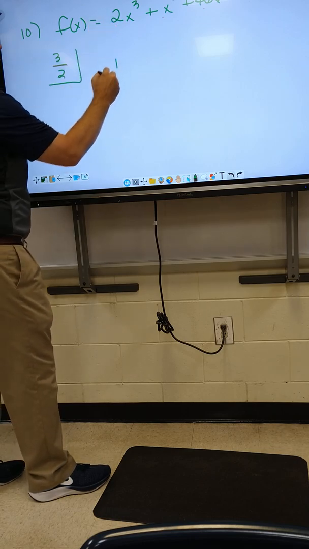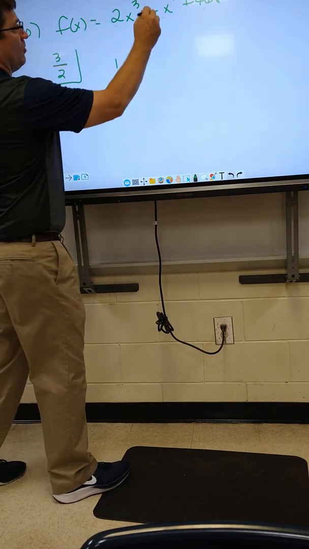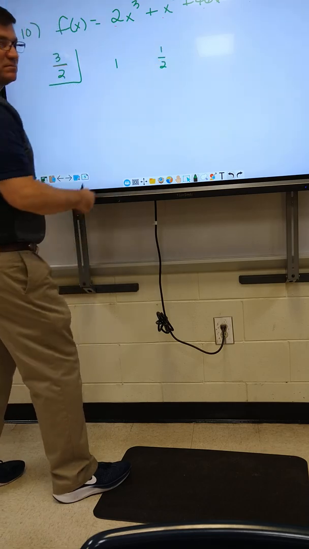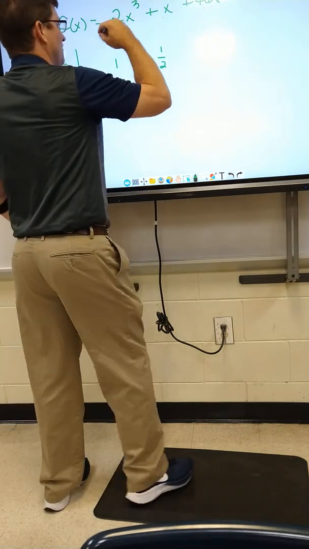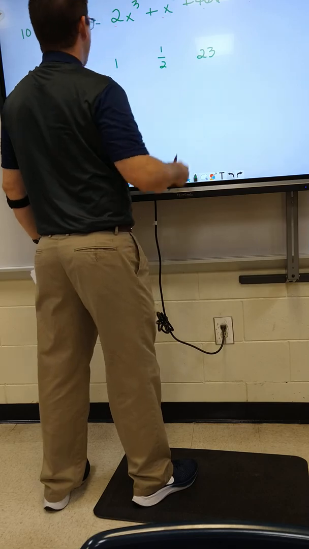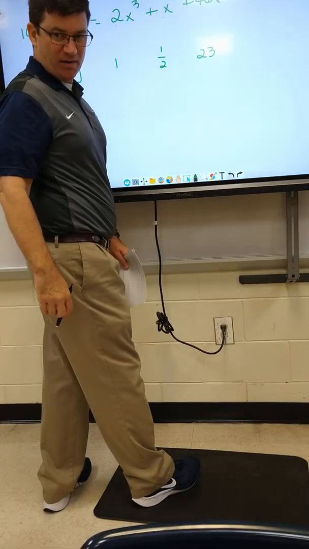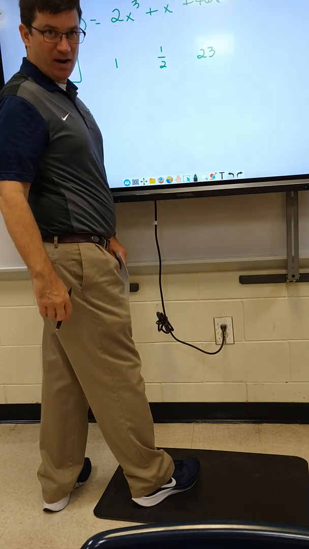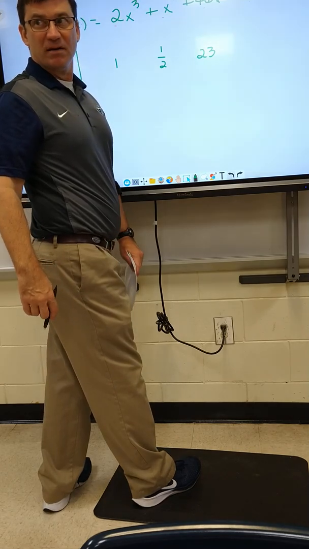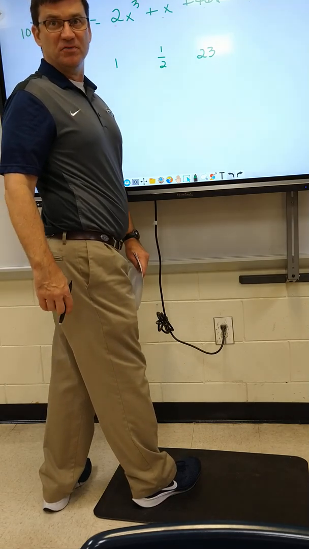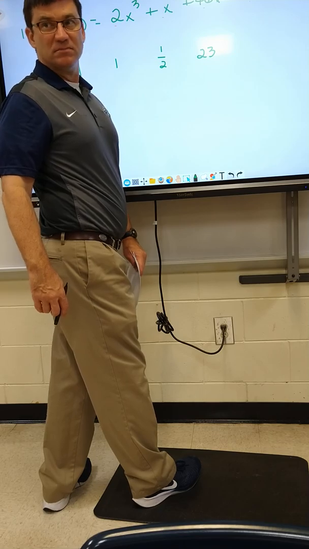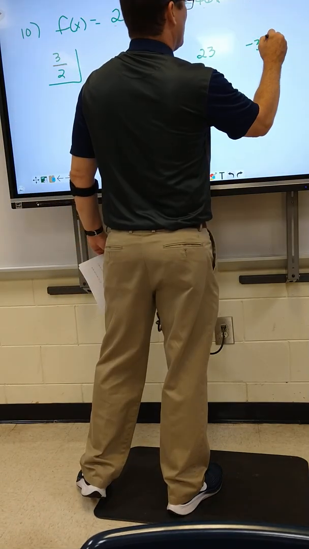So 2 divided by 2, bring down a 1. 1 divided by 2 is 1/2. 46 divided by 2 is 23. -78 divided by 2, y'all help me on that. What's that, 39? Somebody type that in. Is that right? 78 divided by 2 is 39, so that's -39.